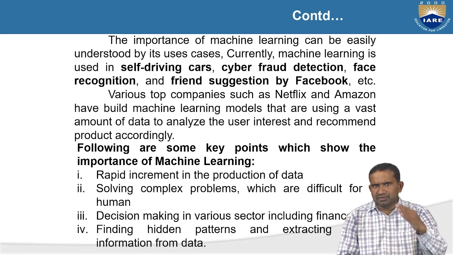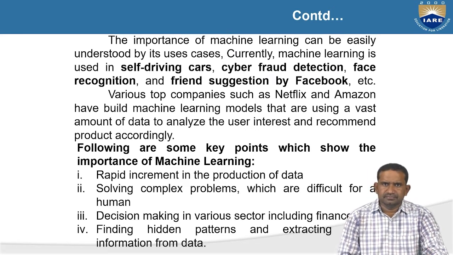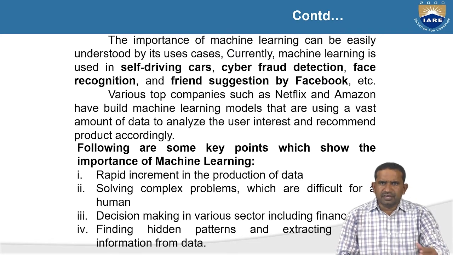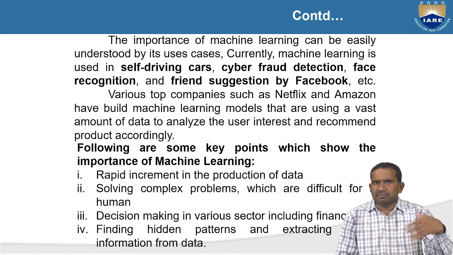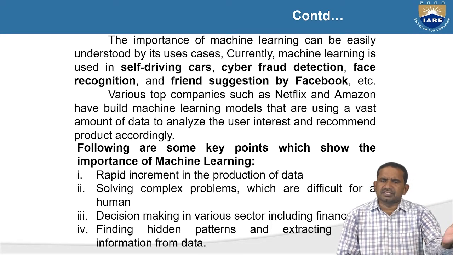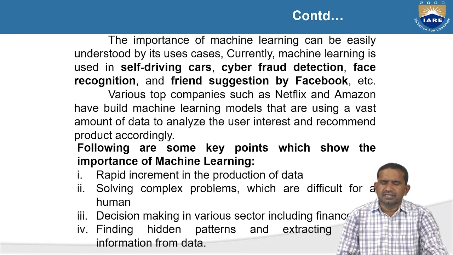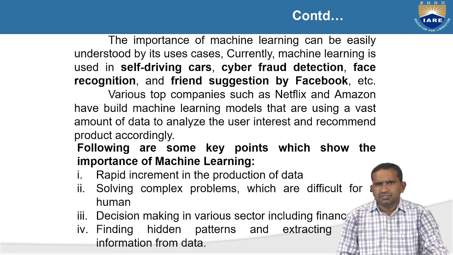For example, you have a favorite hero or heroine. When you watch that movie, and the next time a movie with the same hero or heroine is released, there is automatically a notification from Netflix or Amazon. So, like that, we require some mechanism, which is machine learning. We require some system help.